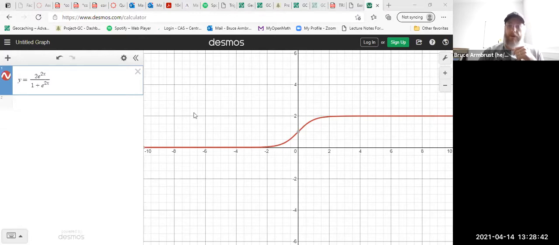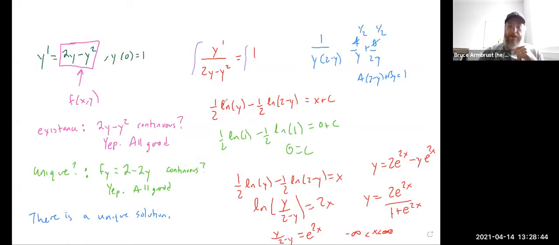I think I had that on the whiteboard. Let's see here. Come back to this piece right here. I guess you can see it where the C is gone, but if you look at this, you can see why we're trapped where we are. Natural log of y is only defined when y is greater than 0. Natural log of 2 minus y is only defined when y is less than 2.